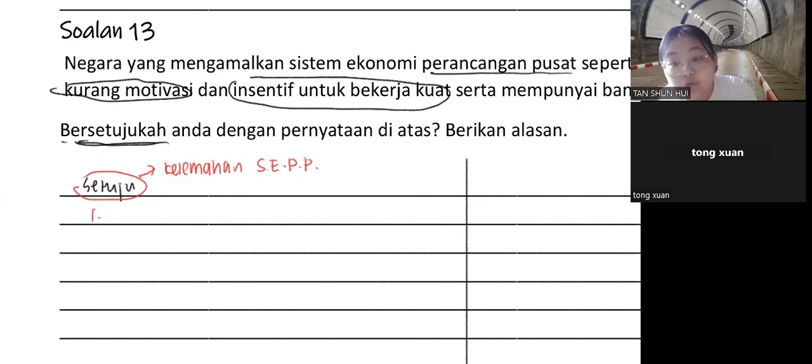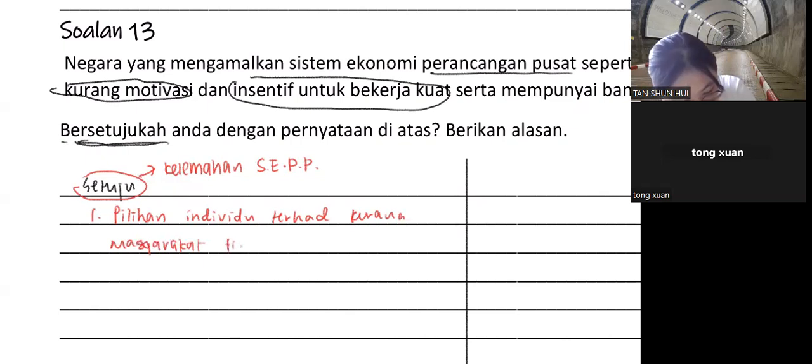So the first weakness is what? No choice, because you have no freedom at all. All right. So you can say pilihan individu terhad. Okay, why? Kerana masyarakat tidak bebas membuat pilihan. It's not free, okay? They have no freedom on this.